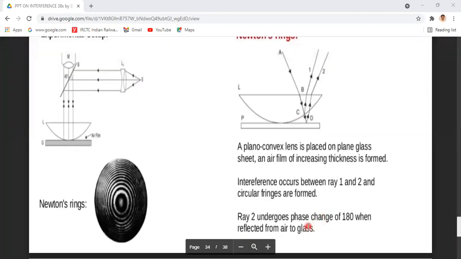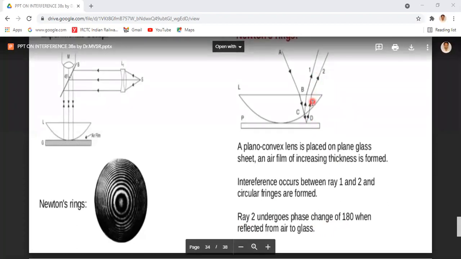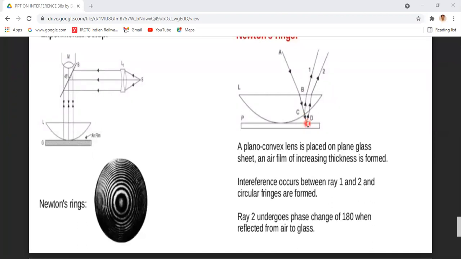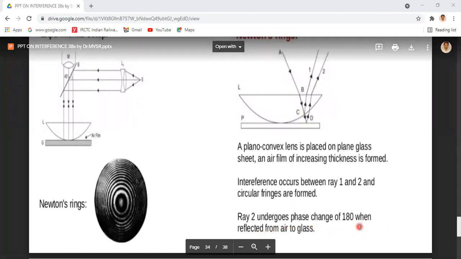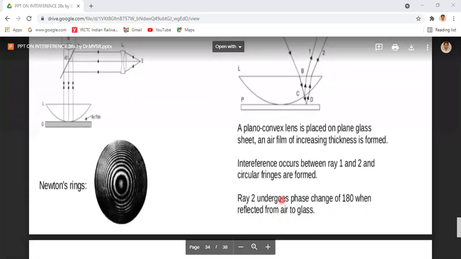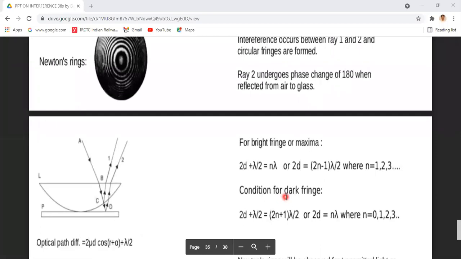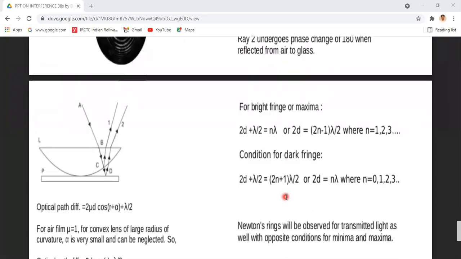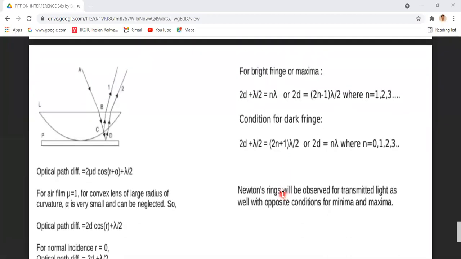Ray 2 undergoes a phase change of 180. Already I have explained. Ray 2, that means ray 2 here, because here we have no change. So the incident light is AB, here ABC. One is reflected from the upper surface, two is reflected from the lower surface. That is, the second light ray is reflected from the air-glass surface. So ray 2 undergoes a phase change of 180 when reflected from the air-glass surface. Is it clear now? Hello? Yes, sir. How much is clear? Clear, sir. Okay. Coming to this one.